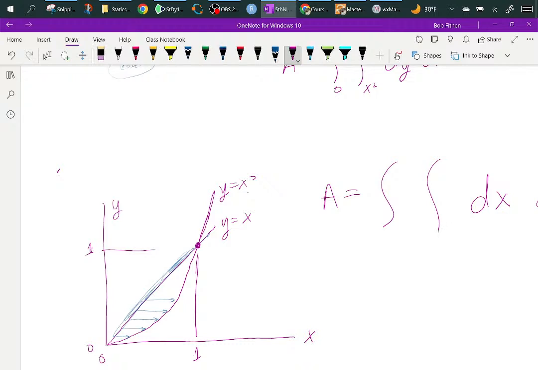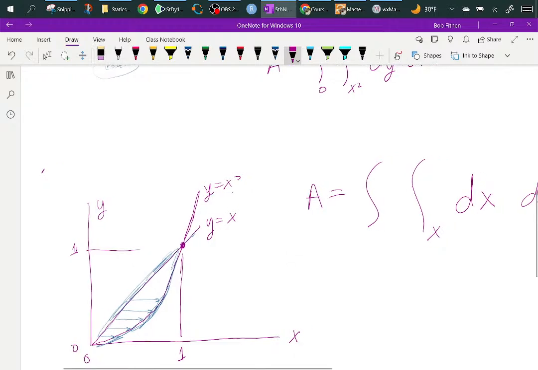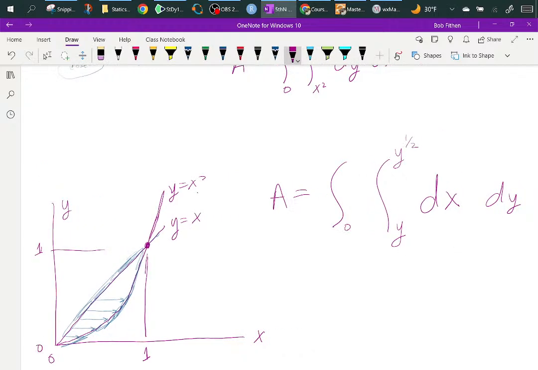Let me go back to my purple. X. My upper limit is this one now. Upper limit. Here's where I've got to do this. How am I determining my lower limit? My lower limit is a value x, which actually needs to be this, and this needs to be y to the half. And this needs to be swept from 0 to 1.